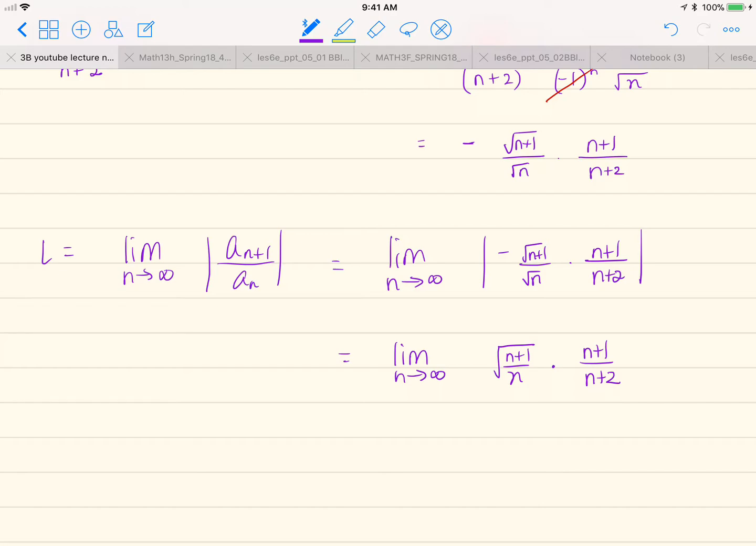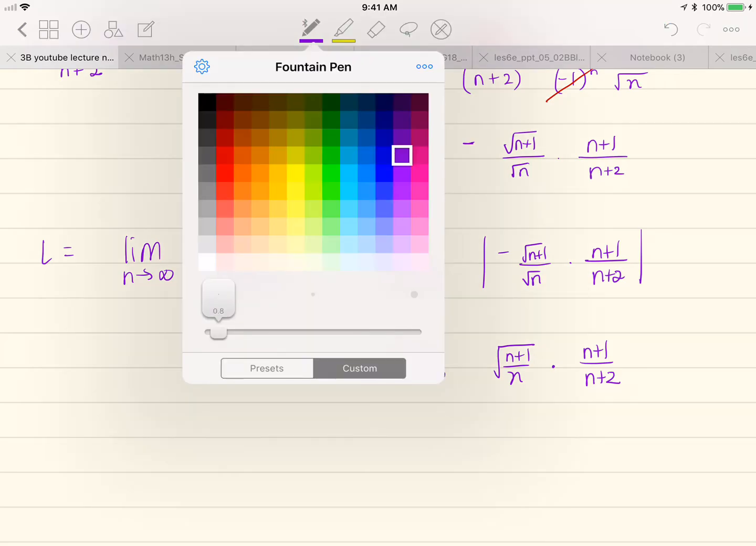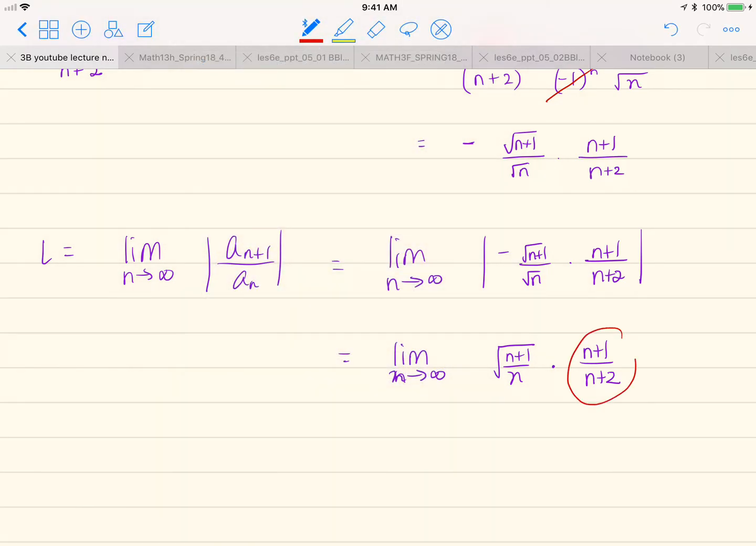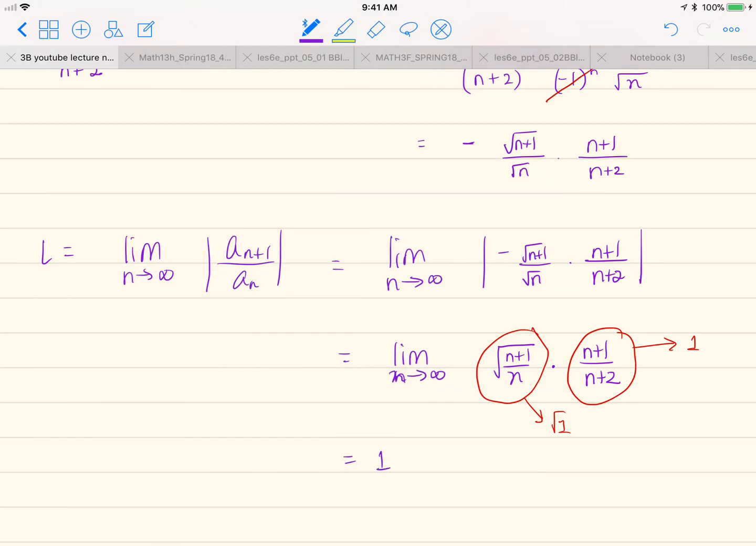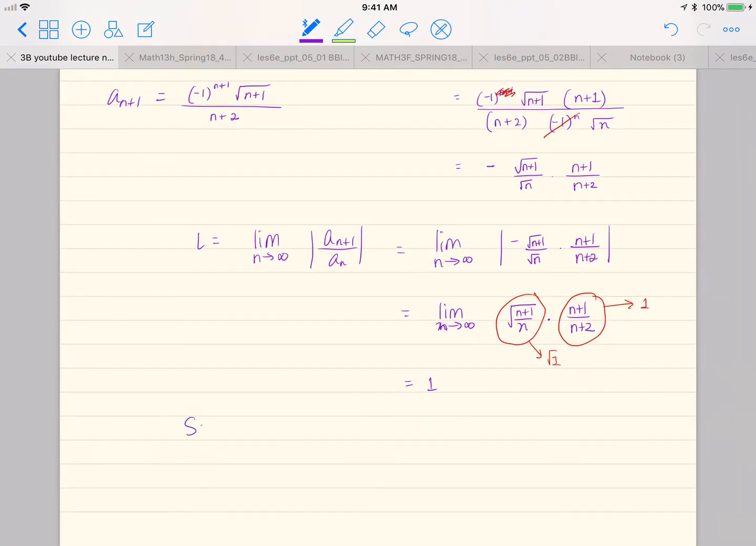Okay, so remember n is a positive integer. So when we take the absolute value of n plus 1, it's still going to be a positive number. Same with n plus 2, and the same with the square roots. Now, what is this limit? Well, as n goes to infinity, this term is going to go to 1, right? And then this is going to go to essentially the square root of 1. So we're in a situation where L is equal to 1. So since L is equal to 1, we have to try another test.